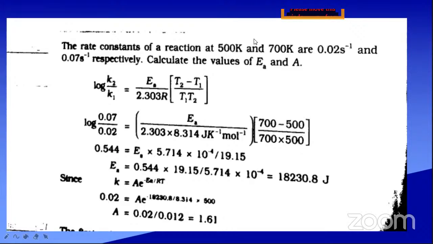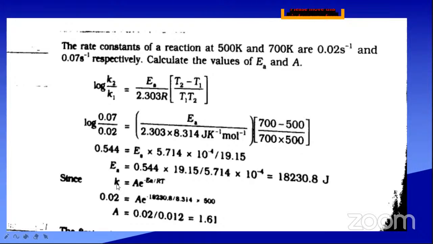Okay, when temperatures T1, T2, Ea, K1, K2 are given, next we have to find out the A, Arrhenius factor. So by using this, what is the equation? K equal to A into e power minus Ea by RT. This is one of the starting equations, the Arrhenius equation.